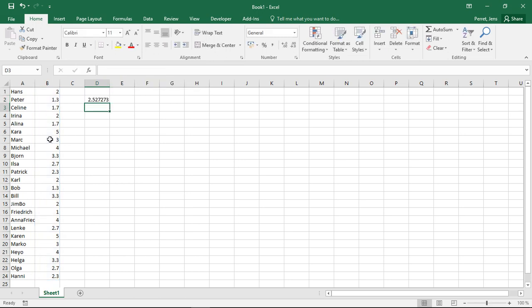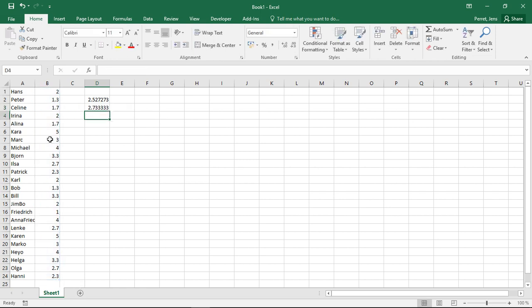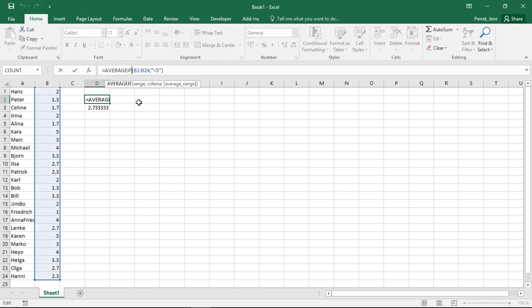I'm doing this, and I'm getting a slightly different average. Just for comparison, that's the original average we have here. That's 2.73, and now we have 2.53. So that's by excluding all those who did not pass. It's easily done with an AVERAGEIF. Again, if I have only one condition, I can use AVERAGEIF.